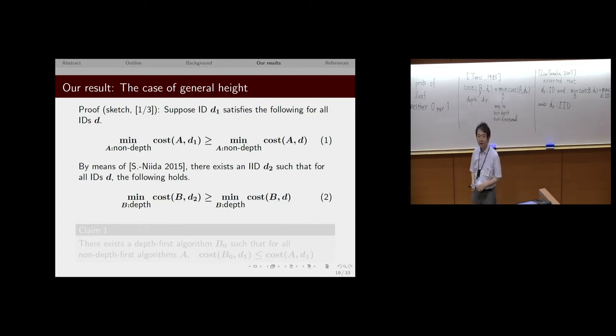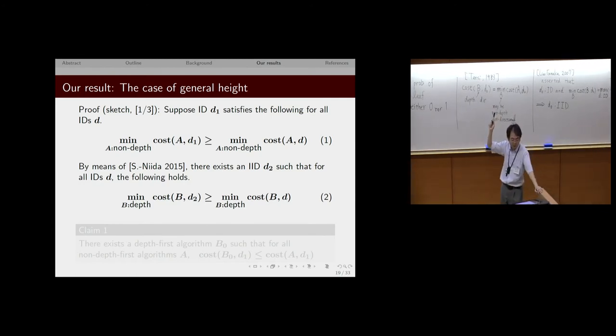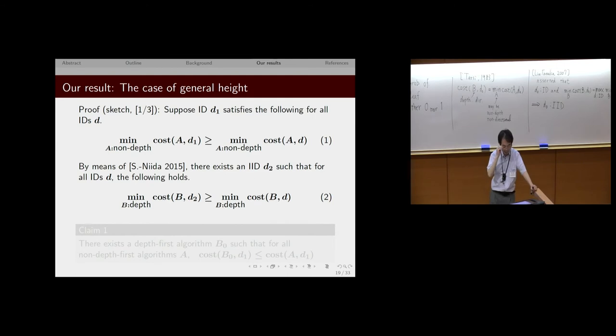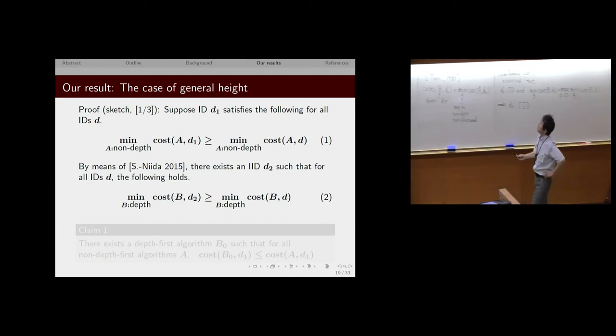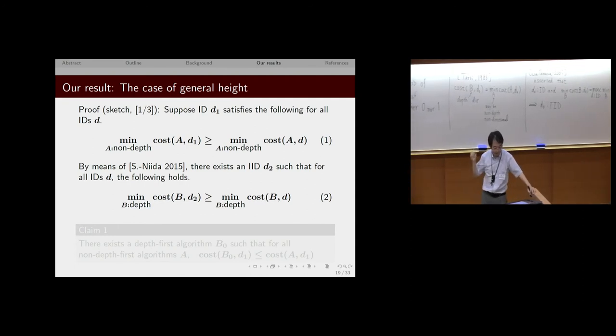First, suppose that independent distribution D sub 1 satisfies inequality number 1. This means that D sub 1 maximizes the minimum cost with respect to non-depth-first algorithms. So A runs over non-depth-first algorithms. On the other hand, by means of the Suzuki-Nida paper, there exists an IID, not merely an ID, but an IID D2, such that for all independent distributions D, the following holds. Inequality number 2 looks very similar to 1, but the range of varying algorithms is different. In inequality 2, B runs over all depth-first algorithms. In this case, D2 is an IID.